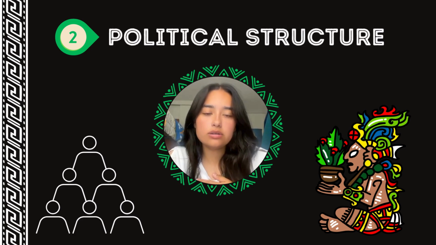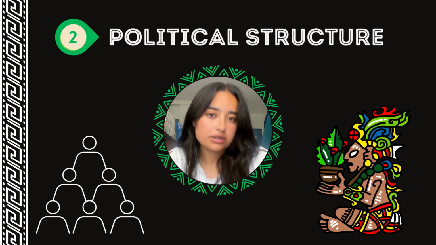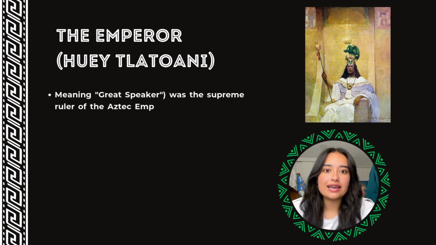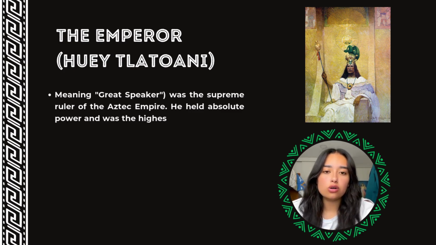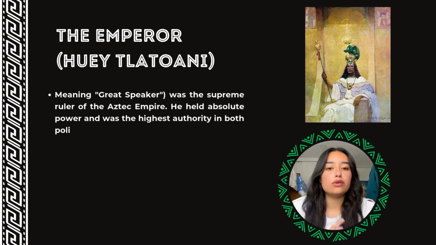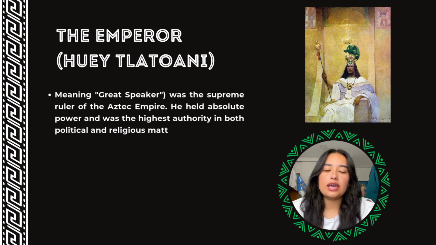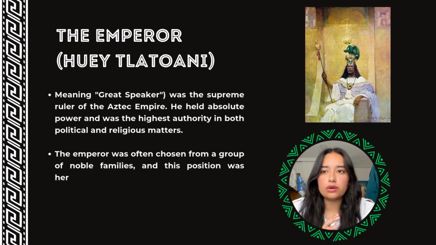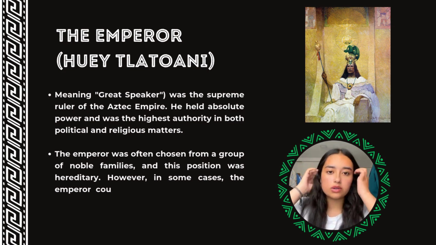Okay, so I'm going to talk about the political structure. First, I'm going to talk about the emperor, who was the Huey Tlatoani. That means great speaker, and he was the supreme ruler of the Aztec Empire. He had absolute power over political and religious matters. He was chosen from a group of noble families, or sometimes this position was hereditary. However, in some cases, the emperor could be chosen by councils or a priest of these Aztec communities.